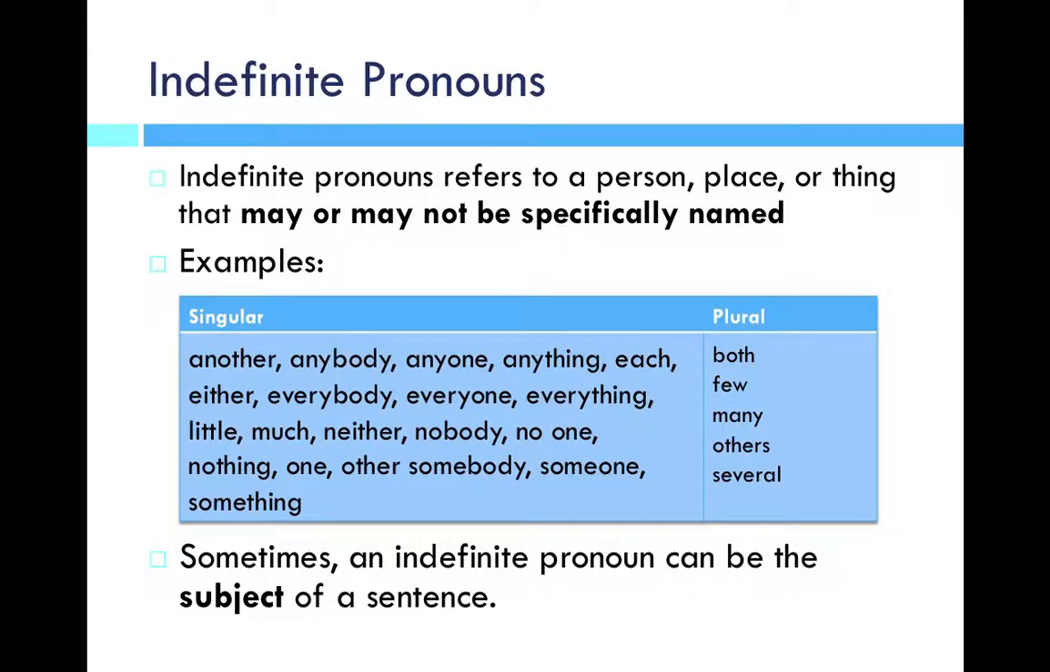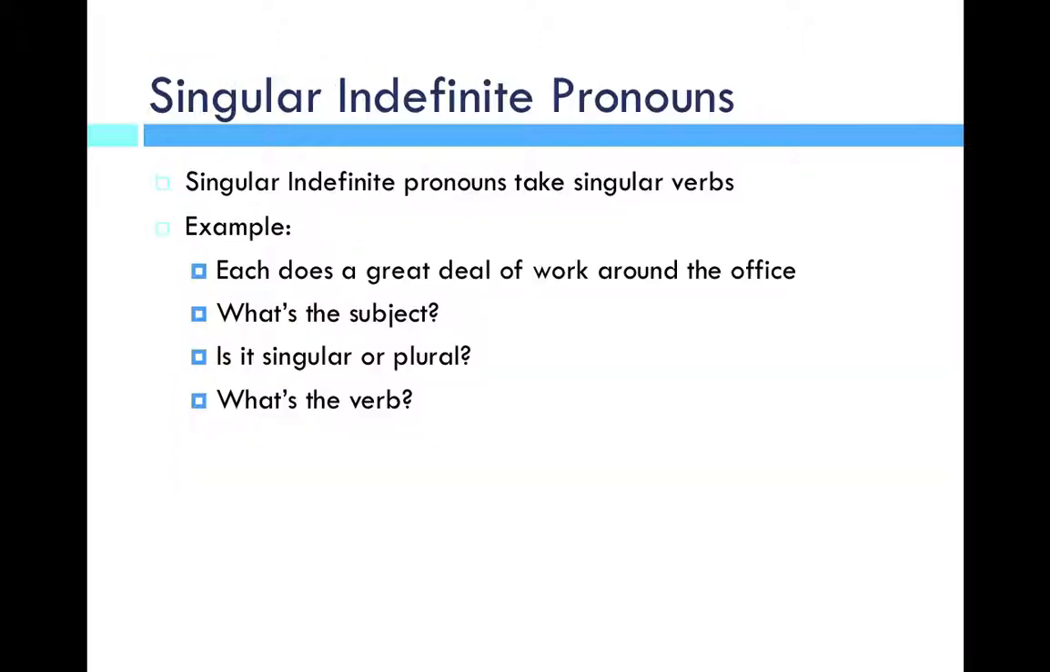Indefinite pronouns refer to a person, place, or thing that may or may not be specifically named. So instead of saying Jane jumped high, you can say somebody jumped high. We don't know who that somebody is, so it's indefinite. It's not a definite person.